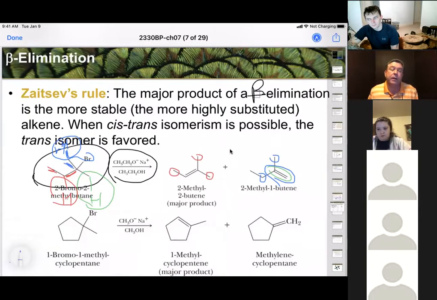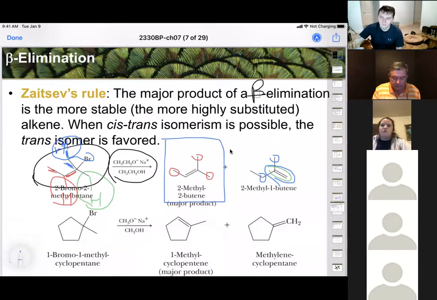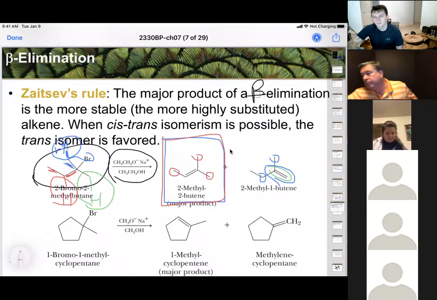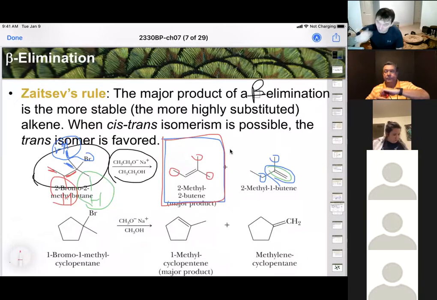So based on that argument, because we are going to give the most substituted alkene, this is going to be our major product. And the rule is called Zaitsev's Rule. Zaitsev says you are always going to form the more stable product. The more stable product is the more substituted. And if you have a cis and trans possible, it's always the trans isomer.